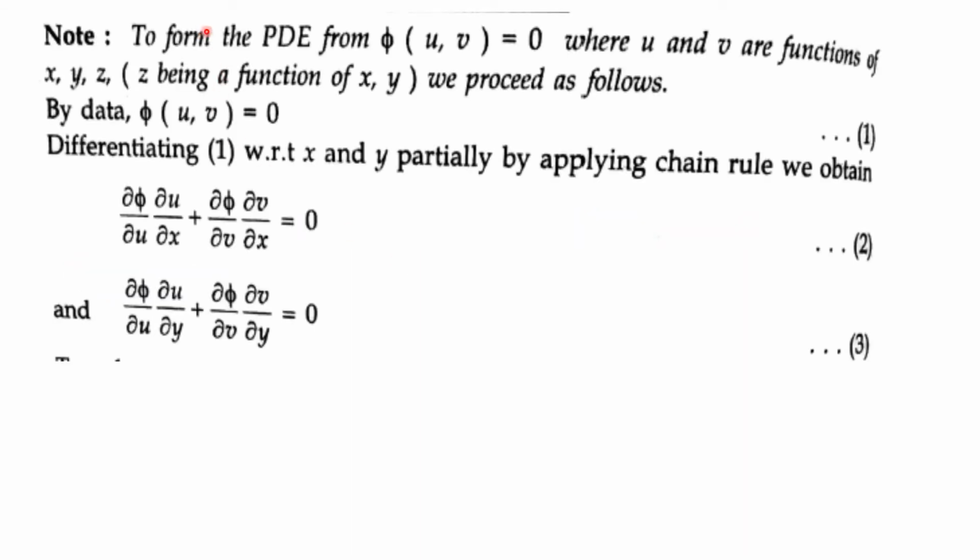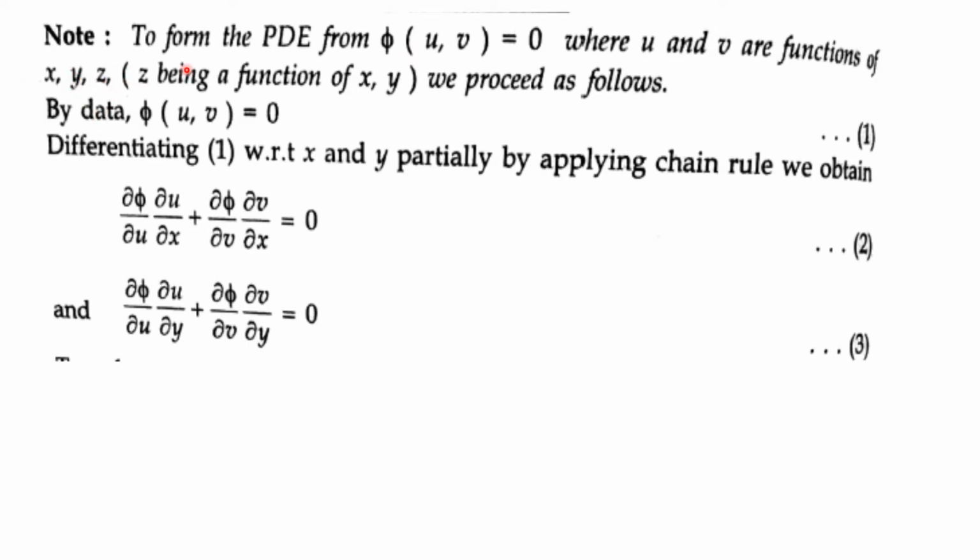So, to form the partial differential equation from phi of u comma v equal to 0, where u and v are functions of x, y, z, and z is a function of x and y, let me denote phi of u comma v equal to 0 as equation 1. Here u comma v are functions of x, y, z, and z is a function of x and y.